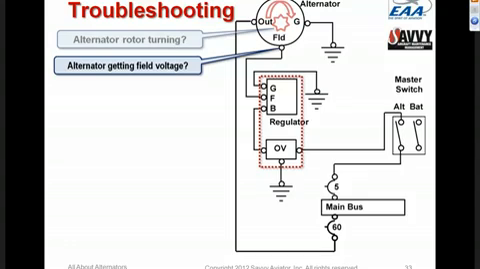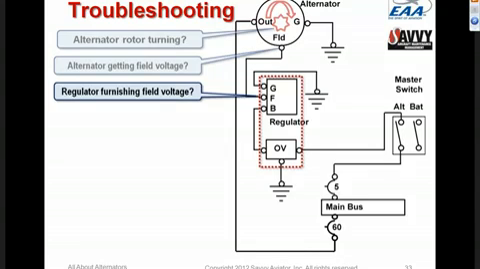But a lot of charging system failures are not the alternator's fault, so we don't want to pull alternators off an airplane unless we're really sure it's the alternator's fault. If there is no field voltage getting to the alternator, then the problem is outside the alternator, so we're going to have to continue. So the next thing we want to do is find out whether the regulator is furnishing field voltage.